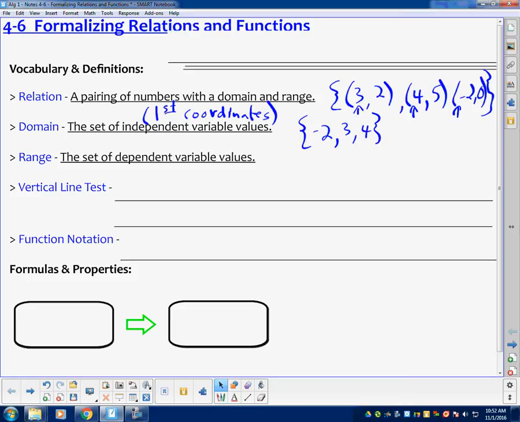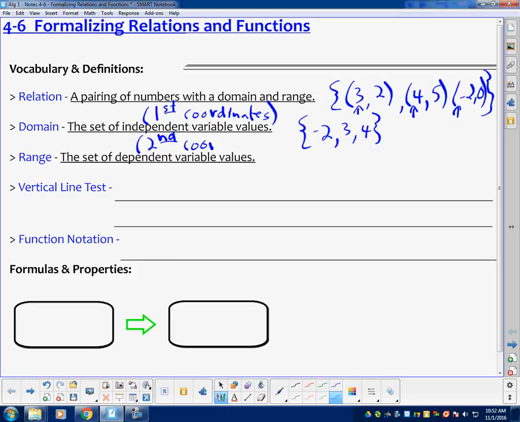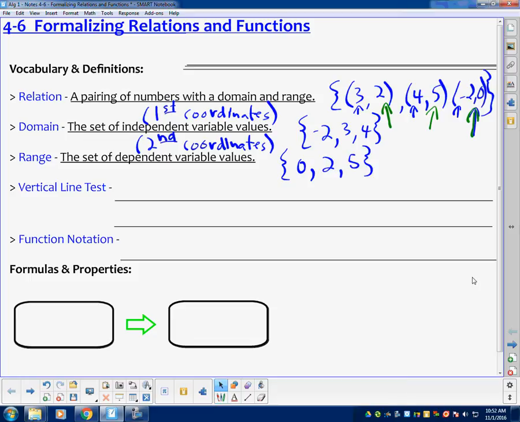The range would be the set of dependent variables, or the second coordinates. So you might think of that as the second coordinates. Just a listing of the second coordinates, all in order from smallest to biggest. So if I did that, I'd start with 0 as the smallest second coordinate. 2 is the next one, and then 5. So 0, 2, and 5. It's a listing of the range.